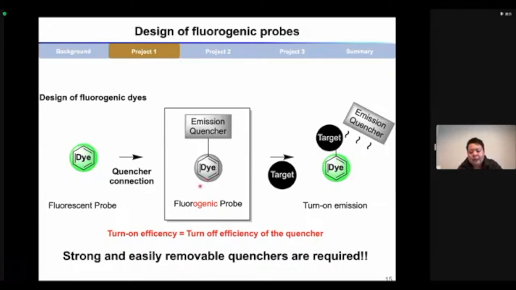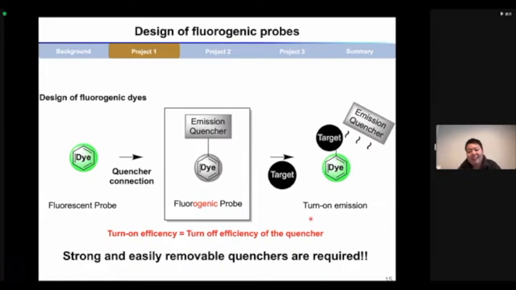And as you can see, this latter process will act as a turn-on process, which means the emission quencher and fluorophore complex will be considered a fluorogenic probe. And here, what is important is that this turn-on system comes from the emission recovery from the normal emission quencher and fluorophore conjugate. So the turn-on efficiency of this fluorescent probe highly depends on the efficiency of the quenchers. So in this concept, first, a strong quencher, and second, an easy to remove quencher is required.